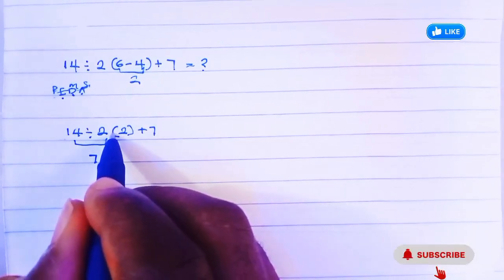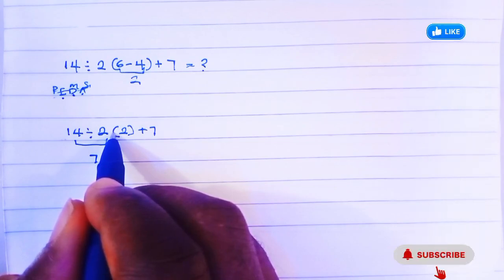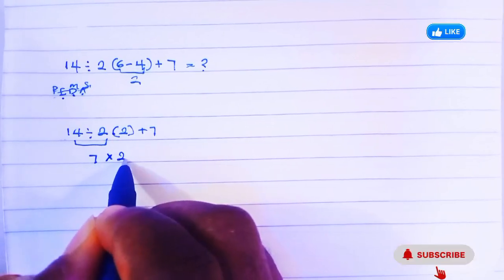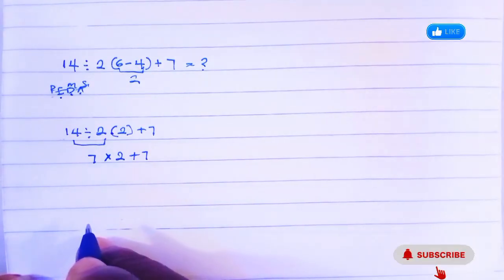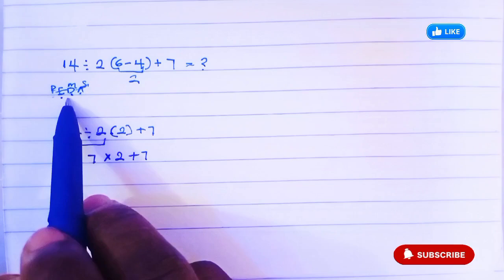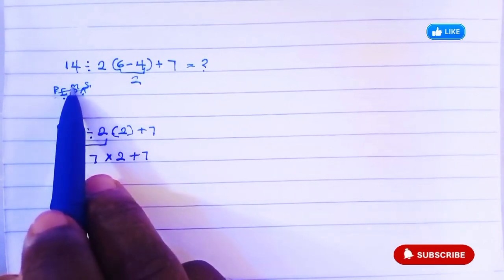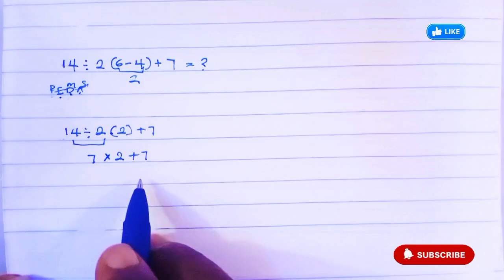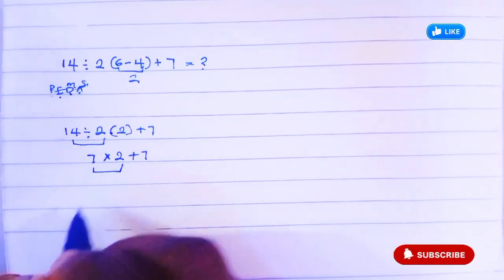We know that this means multiplication, alright? So here is going to be times 2 plus 7. Then from our order of operation, multiplication comes before addition, right? So what we are going to do next is to multiply these two.